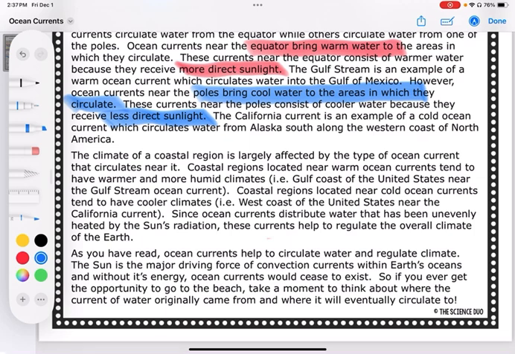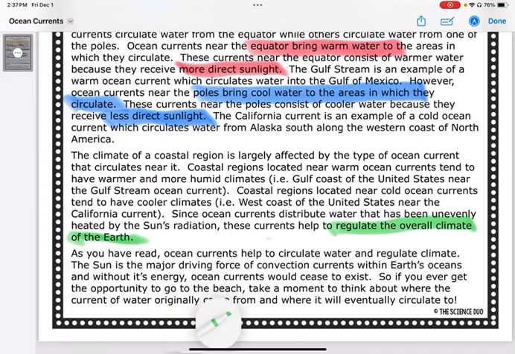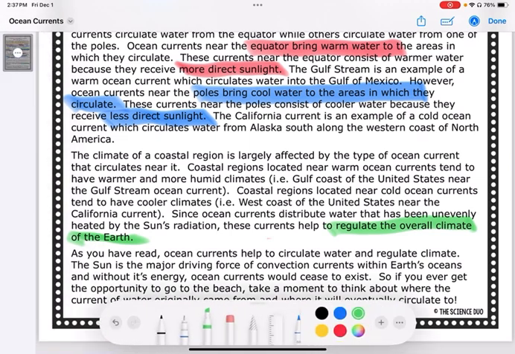Since ocean currents distribute water that has been unevenly heated by the sun's radiation, these currents help to regulate the overall climate of the Earth. As we've read, ocean currents help to circulate water and regulate the climate. The sun is the major driving force of the convection currents within Earth's oceans, and without its energy, ocean currents would cease to exist. So, if you ever get the opportunity to go to the beach, take a moment to think about where the current of the water originally came from and where it will circulate to. All right, hope that helps.